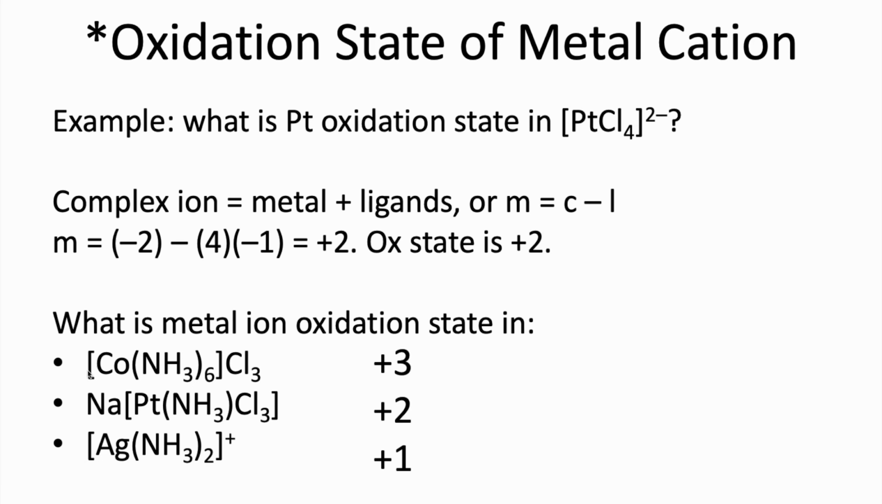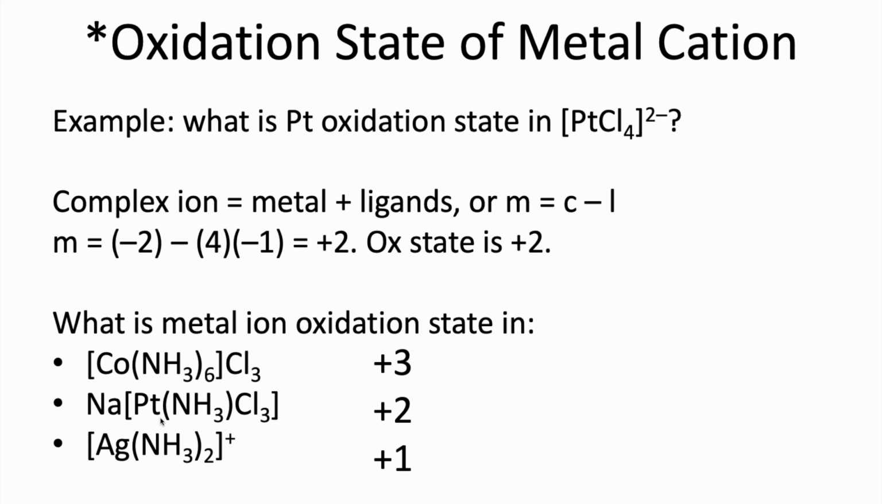So our oxidation states here in the first one, I've got the metal equals my complex ion, which is +3, minus the charge on my ligands, which is 0 because NH3 doesn't have any charge. So I must have a +3 oxidation state for my metal.